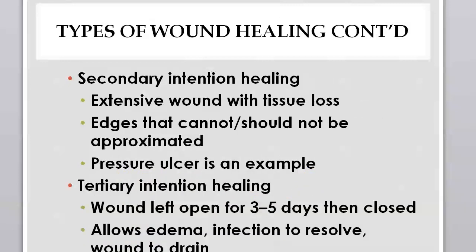All right, let's look at secondary intention healing. This is more of an extensive type of injury to the skin and involves considerable tissue loss. The edges cannot or should not be approximated, and an example of this would be a pressure ulcer. All right, and lastly, we talk about tertiary intention healing.